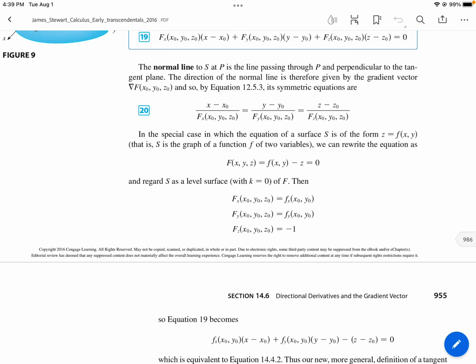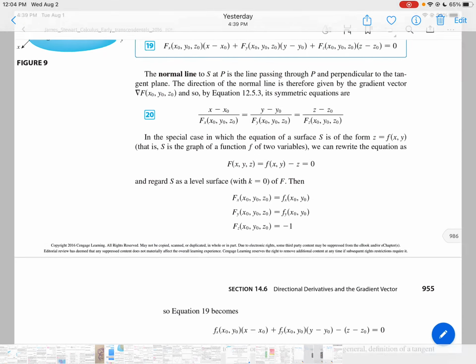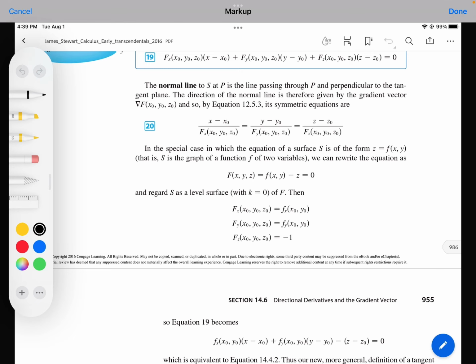So this I just want to quickly touch on as well. This is not overly important. This is just an intuitive formula here. You can see they say in the case where you have a function of x, y, and z, the normal, the tangent plane. Okay, so the tangent plane is of this formula here.